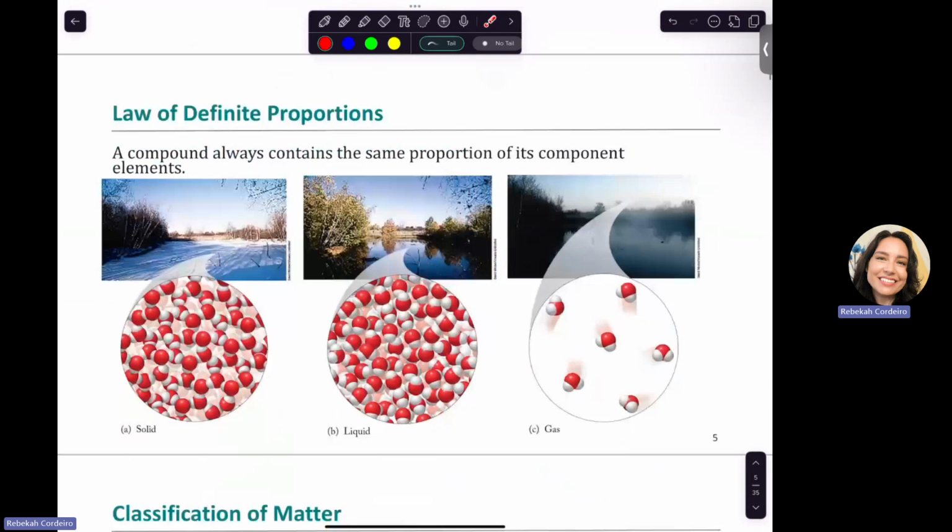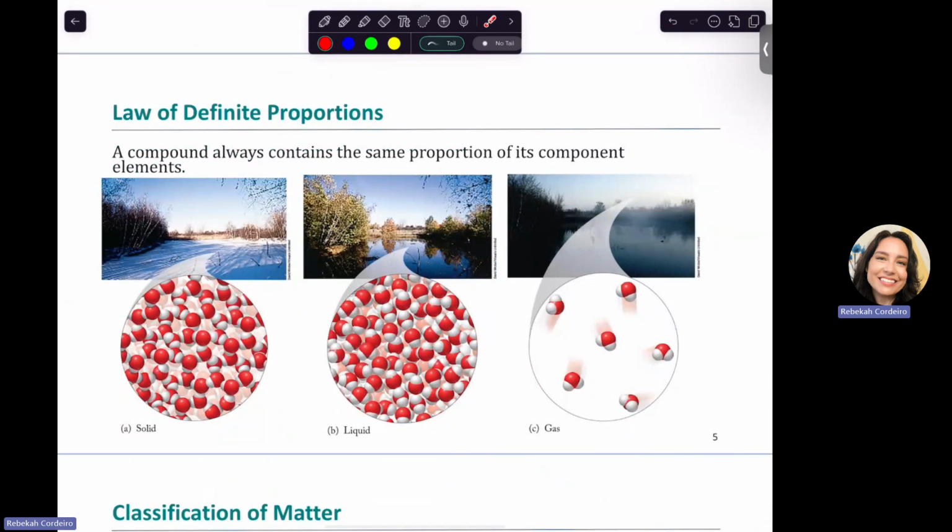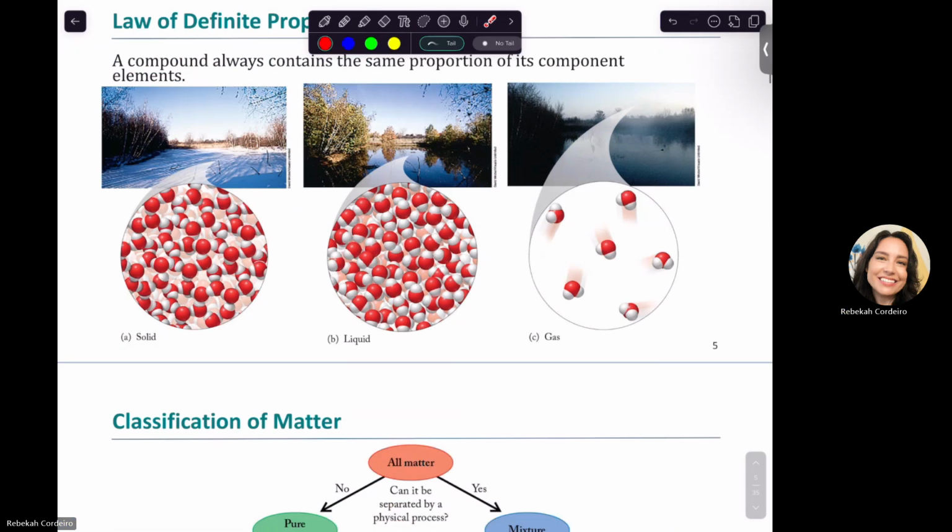So this is called the law of definite proportions, meaning that if we have a compound, it's the same proportion of its elements every time, even if we change the state of matter. So water is H2O, whether or not it's a solid, a liquid, or a gas. So that's what makes it a pure substance. A compound has the same proportions. If we make it H2O2, it's no longer water, it's hydrogen peroxide. And if you know anything about hydrogen peroxide, that's very different than water.